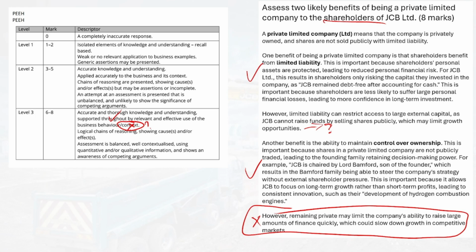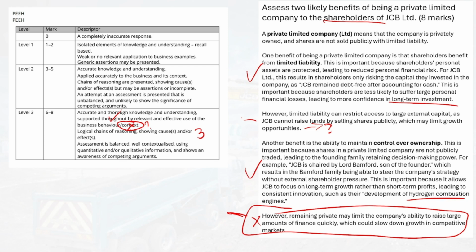Okay, are there logical chains of reasoning? Well, is there a minimum of 3? And more importantly, is it in context? And does the end of the chain of argument come back to the hook in the question? Well, that one does, and the other 2 don't. Okay, assessment is balanced. Well, there are howevers in there, but this one is not in context at all with shareholders. Okay, I would question if that one is.